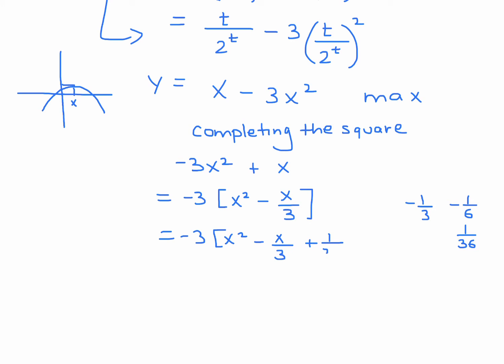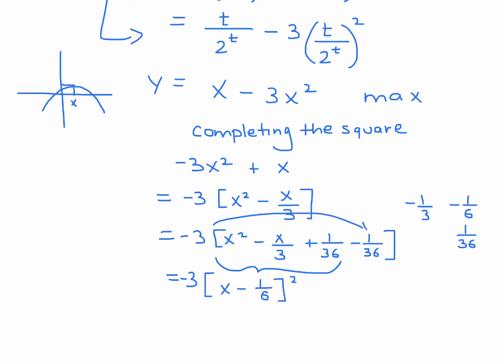So I add 1 over 36, and then I subtract 1 over 36. Because if you add something, you have to subtract it. You can't change the equation. Okay, now what happens is this part beautifully factors out. And that's the whole point of completing the square. x minus 1 over 6 all squared. And then before we kick this out of the bracket, we've got to multiply it by that negative 3. So don't forget about that. So that's going to be 3 over 36, which is 1 over 12.